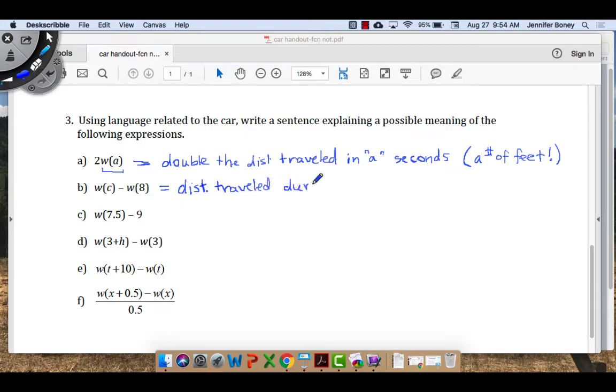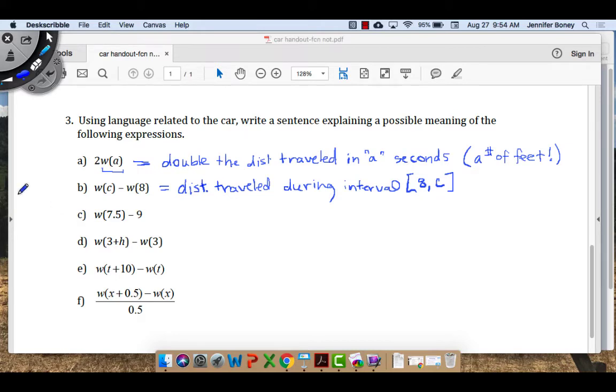During that time interval, so this is a number of seconds, something that starts at 8 seconds and ends at mystery number C seconds. So the distance traveled during that would be a distance in feet again. And I don't know how many feet that is, but it's the feet that were traveled during this specific time interval.